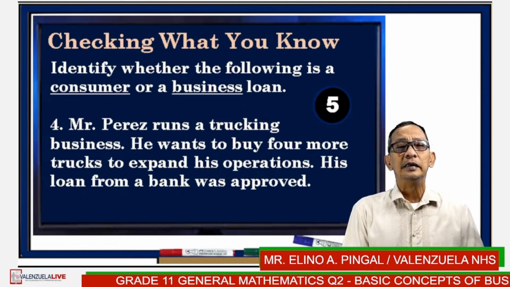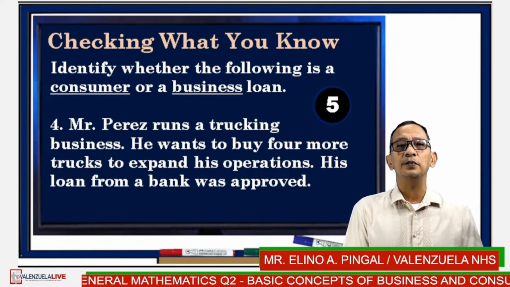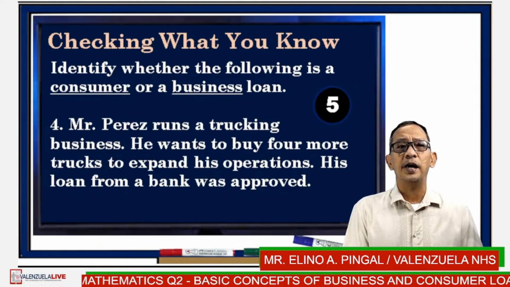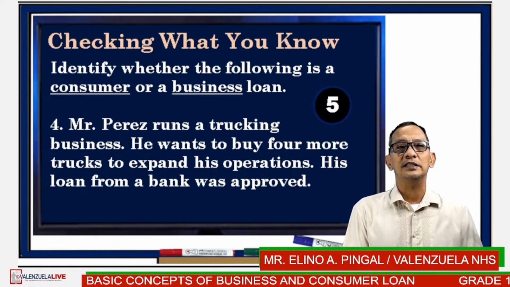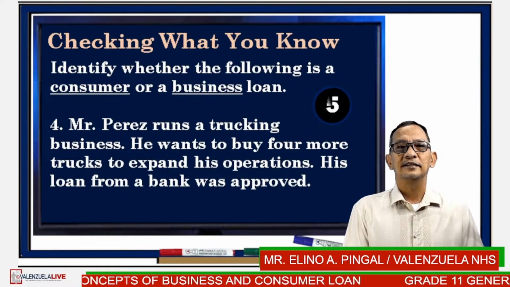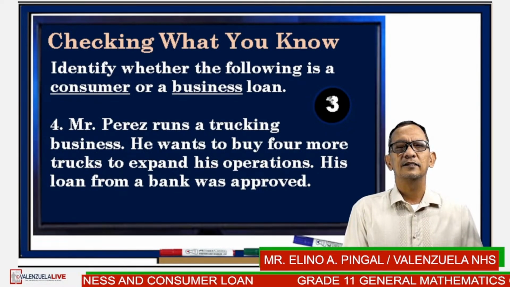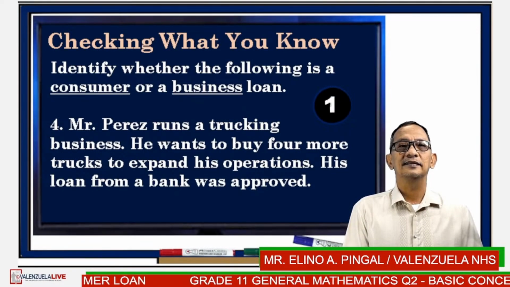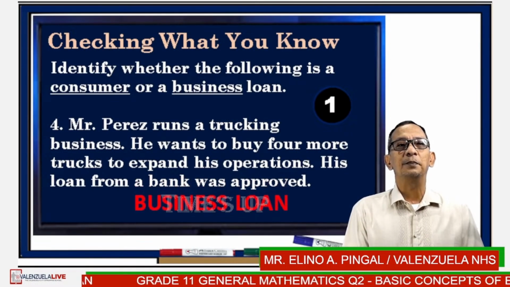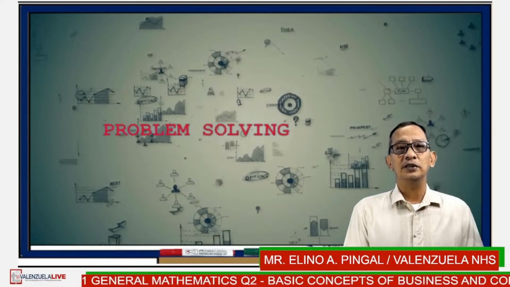Number four, Mr. Perez runs a trucking business. He wants to buy 4 more trucks to expand his operations. His loan from a bank was approved. 5 seconds. Time's up. Number 4 is a business loan. The money will be used to buy more trucks for the business.